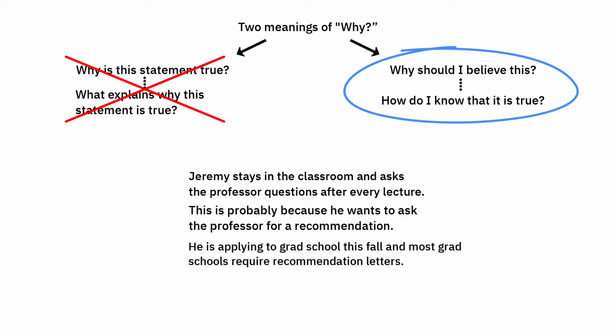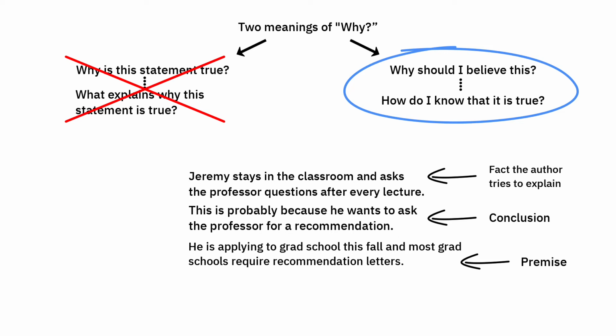So in this set of statements, the second sentence here is the conclusion, and it's being supported by the last statement. The author of this argument is trying to convince us that the reason Jeremy is staying in the classroom and asking questions is because he wants to ask the professor for a recommendation. And the premise supporting that is we know he's applying to grad school in the fall, and most grad schools require recommendations. The first claim here is neither a premise nor a conclusion.